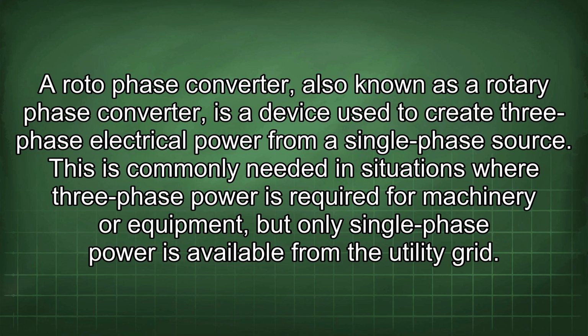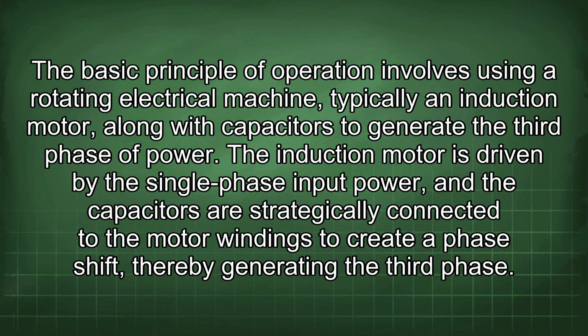This is commonly needed in situations where three-phase power is required for machinery or equipment, but only single-phase power is available from the utility grid. The basic principle of operation involves using a rotating electrical machine, typically an induction motor, along with capacitors, to generate the third phase of power. The induction motor is driven by the single-phase input power, and the capacitors are strategically connected to the motor windings to create a phase shift, thereby generating the third phase.